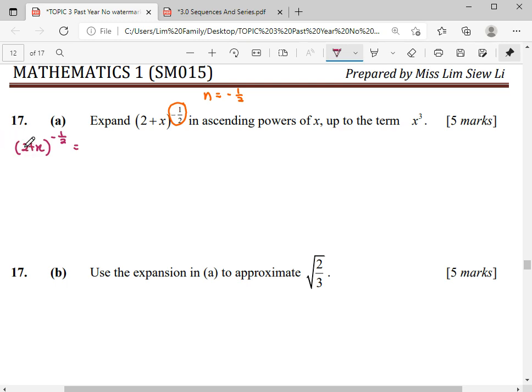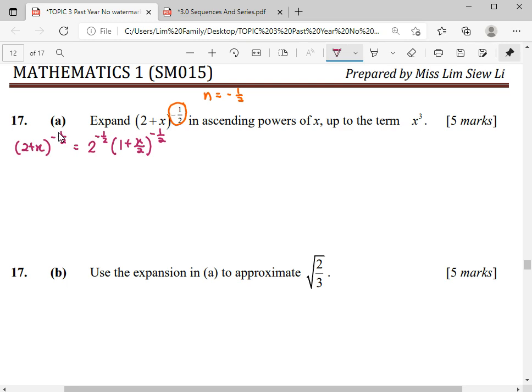But when I factorize out the number 2, bear in mind this 2 is under this power. So when I factorize it out, it is under the same power, negative half. When you factorize out 2, the x will become x divided by 2. This is how we take out our numbers. Why can we do that?